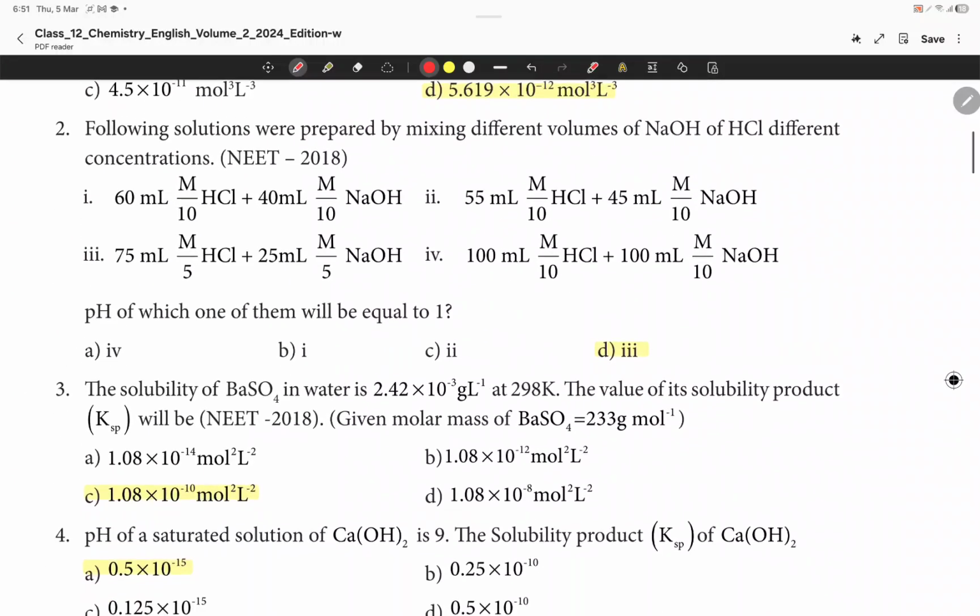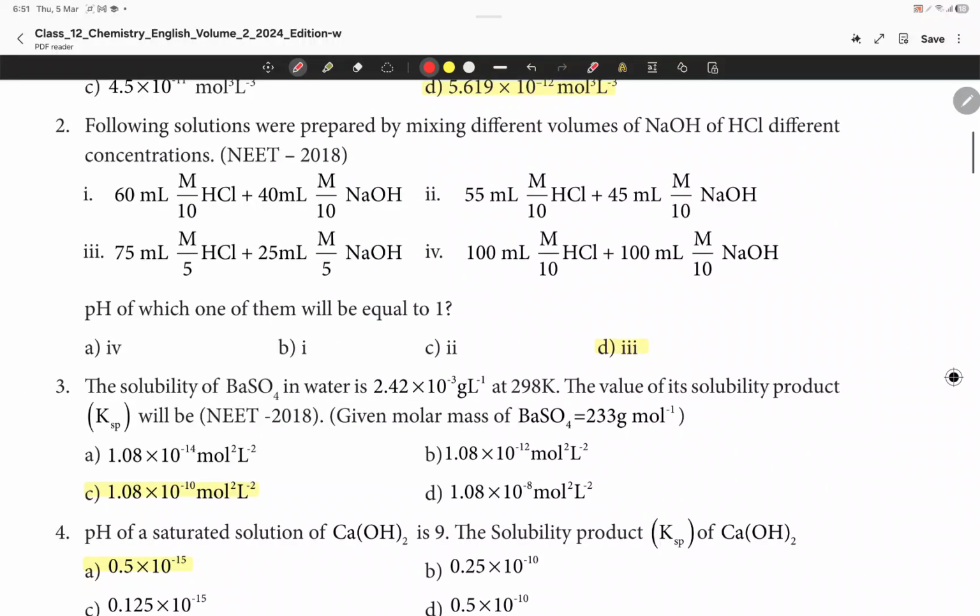The following solutions were prepared by mixing different volumes of NaOH and HCl of different concentration. pH of which one of the following will be equal to 1? 75 ml of M/5 HCl plus 25 ml of M/5 NaOH.